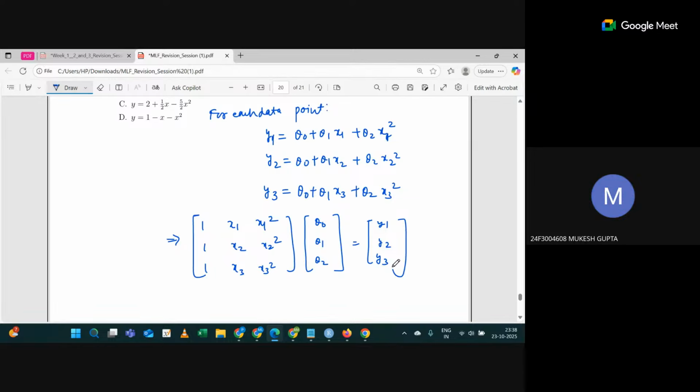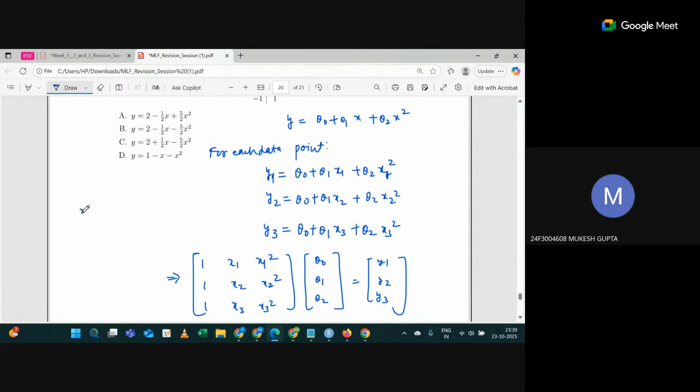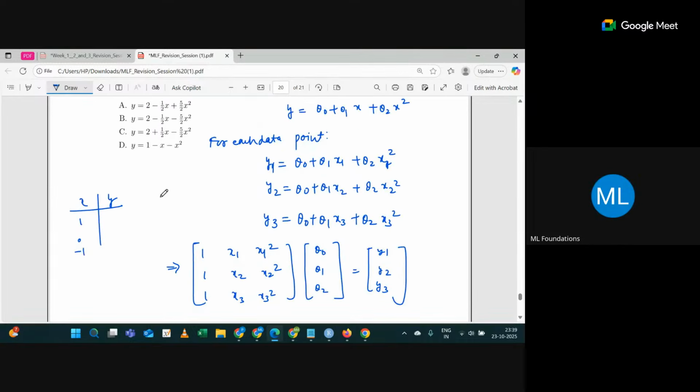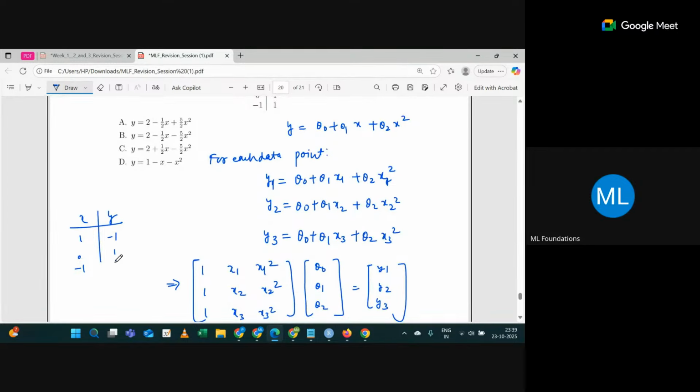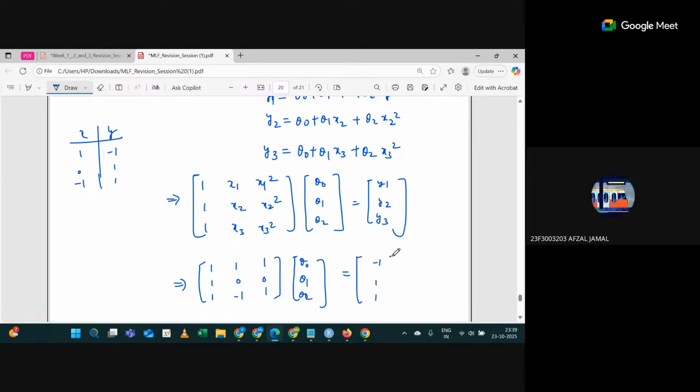And what are the x values? Put the values. It's 1, 0, minus 1, and y is minus 1, 1, 0. So if you substitute the values, what do you get? Rows 1 1 1, 1 0 0, 1 minus 1 1, times theta naught, theta 1, theta 2, equals minus 1, 1, 0.